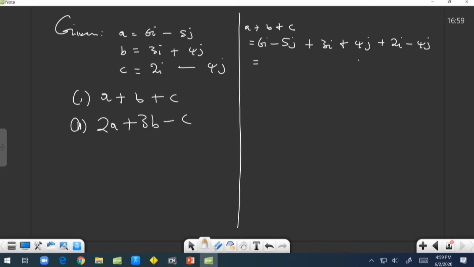So that will be equal to, you just add the corresponding values that have the same i parameters, and that will be 6 plus 3, which is 9, 9 plus 2, and we have 11i, and we have j, 5j minus j, minus 4j will give minus 5j. So at the end, the final answer there is 11i minus 5j. Okay, so that is vector A plus B plus C.